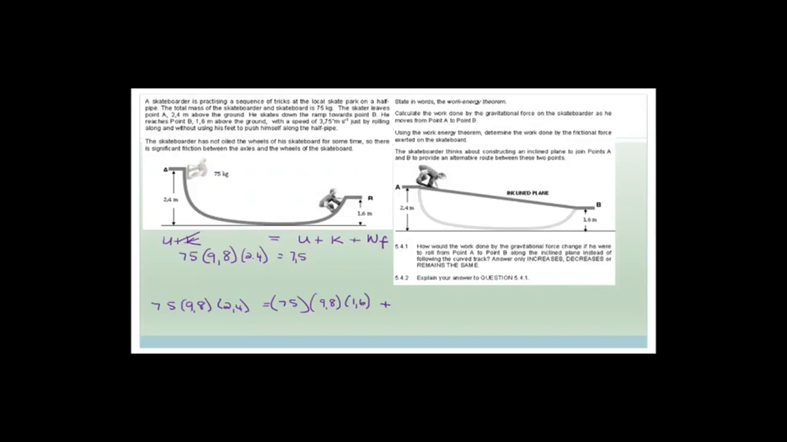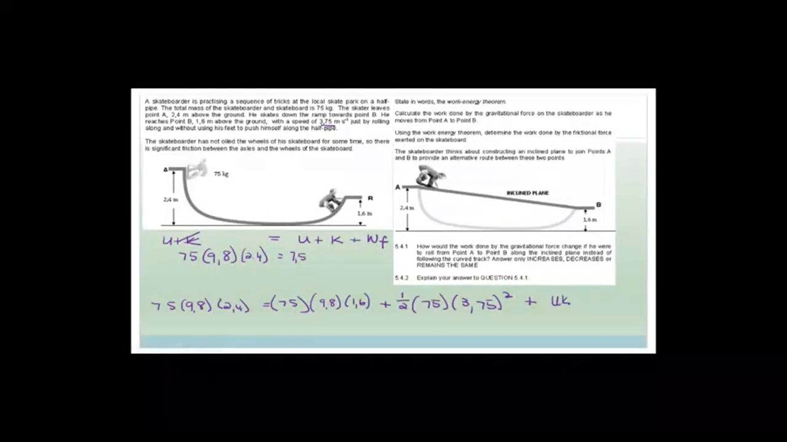His kinetic energy: it says that he reaches this with a speed of 3.75. So it's a half times his mass of 75 times the speed of 3.75 squared, plus the energy that was used up against friction.